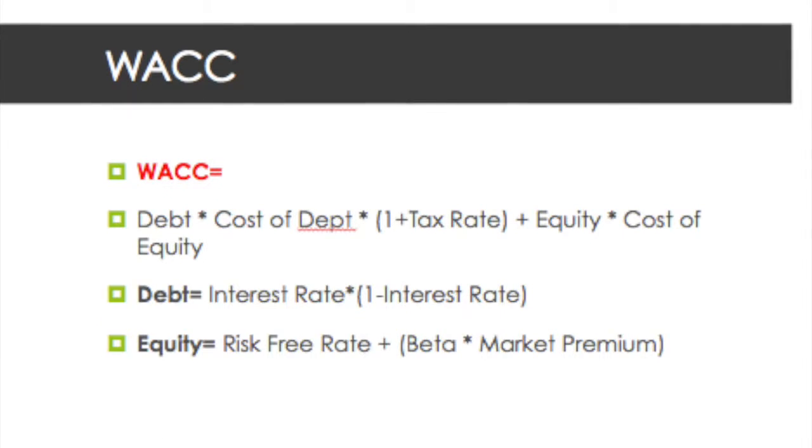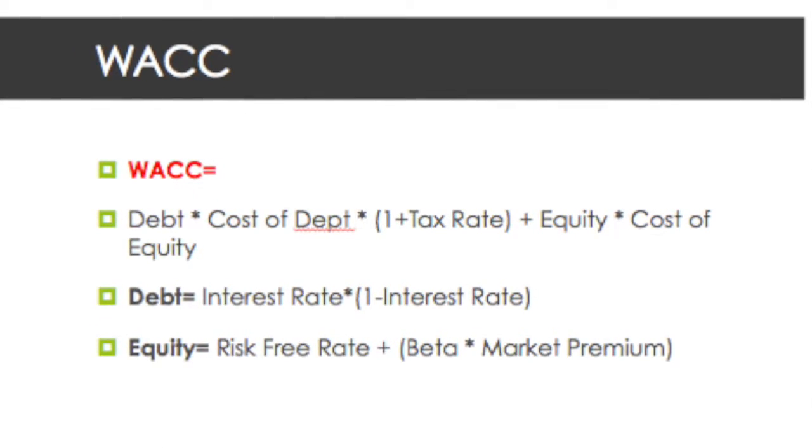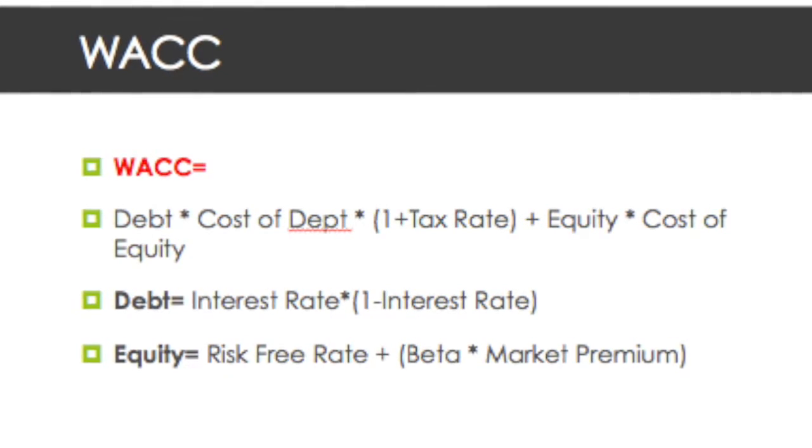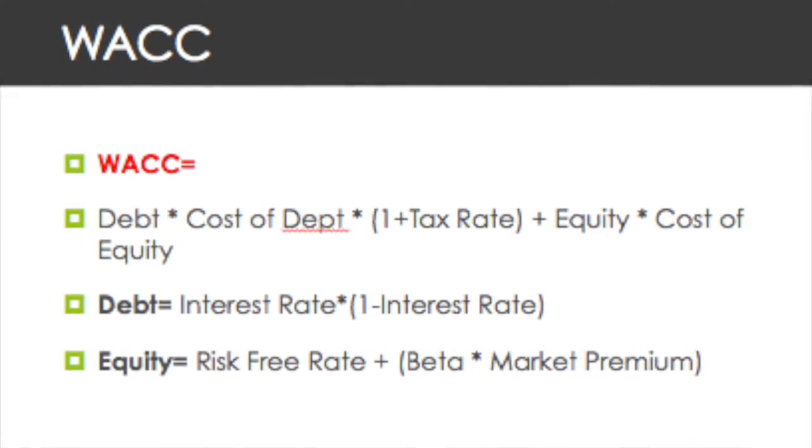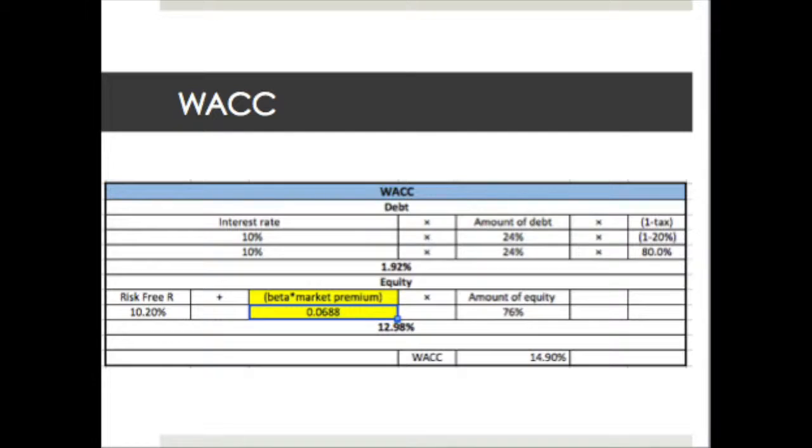When calculating the WACC, which is the weighted average cost of capital that resembles the average rate of raising money for a startup in our case, there are two parts involved in the equation. First is the debt, and the second is the equity. The debt part is calculated using interest rate times amount of debt times 1 minus taxes. Interest rate, which is 10%, times amount of debt, which is 24%, times 1 minus 20%, which is taxes. It will equal 1.92%.